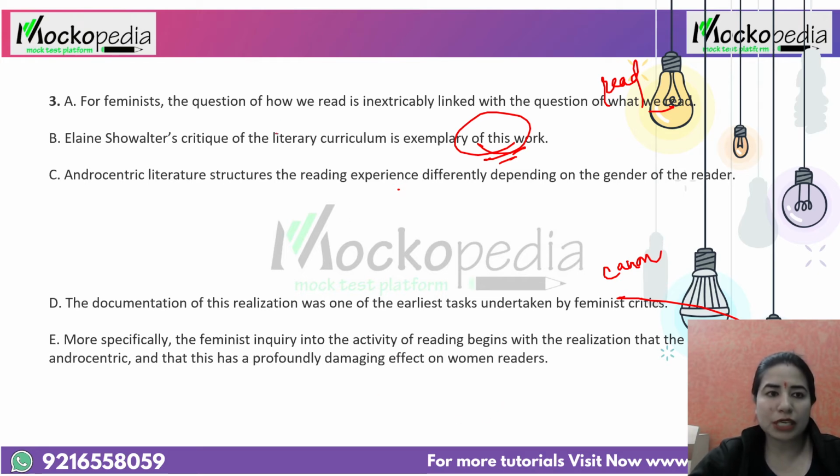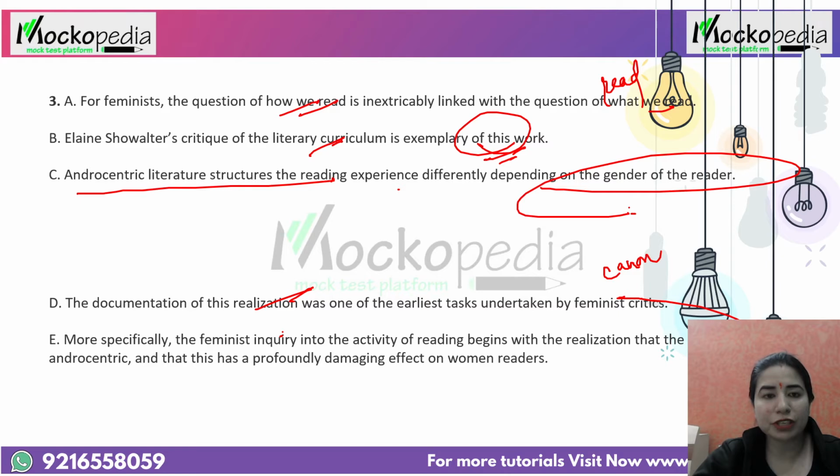So, if you're going to see, D, and very easily E also, and to some extent, if you are going to understand this, B as well. These four statements are showing association, and how androcentric literature structures depending on gender of the reader. That's not what is relevant to the context.